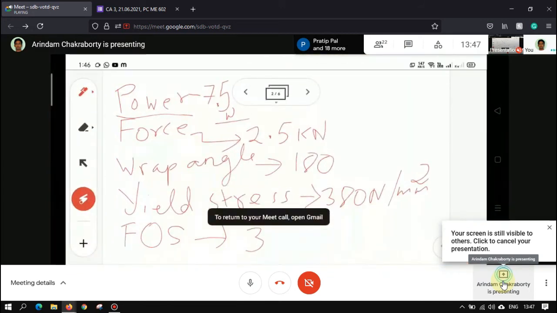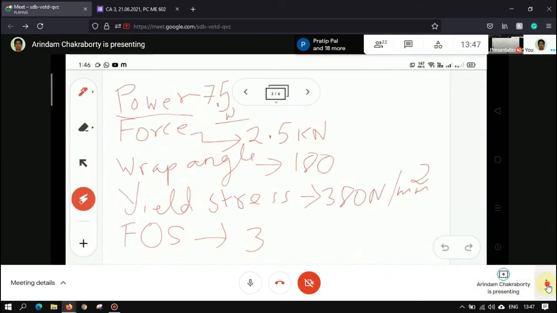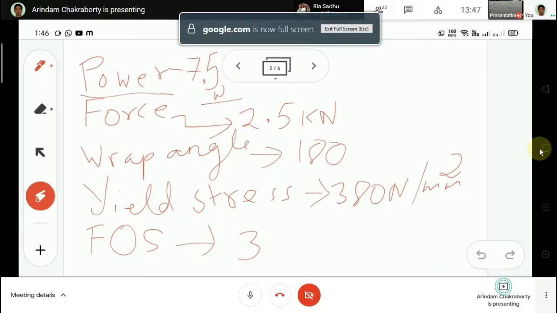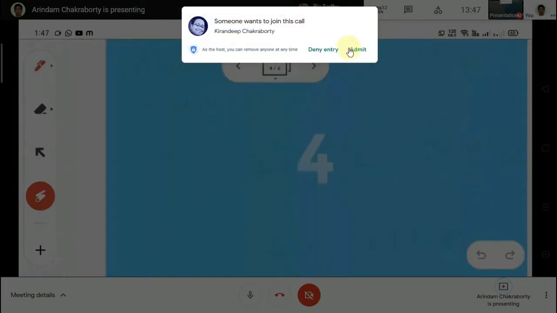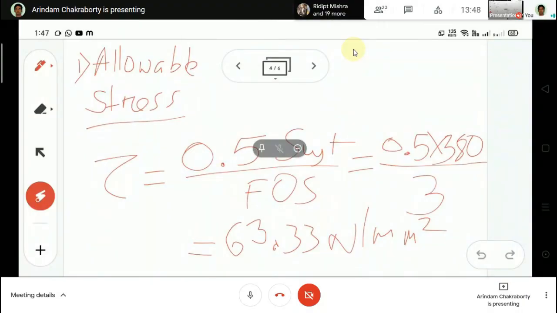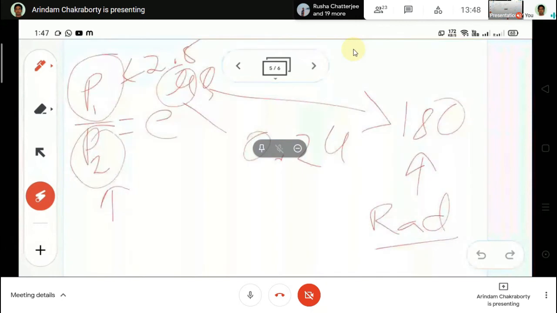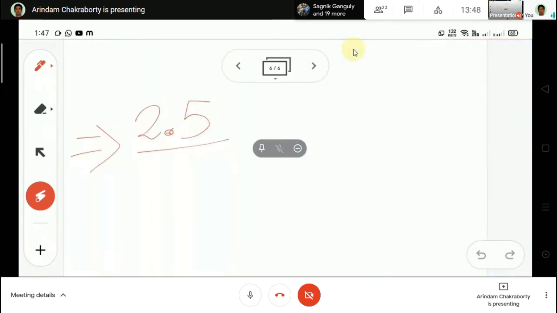So as you can see now, for here we can... Kirandeep has now joined. As you can see, the thing is that 180 means pi radian. So how can you change 180 to pi radian? Can anyone tell me how you can do that? Anyone?